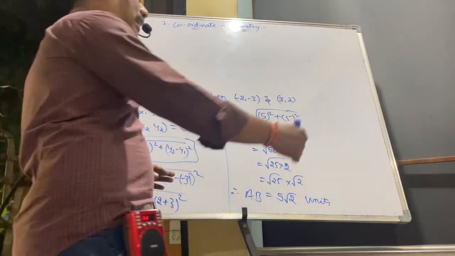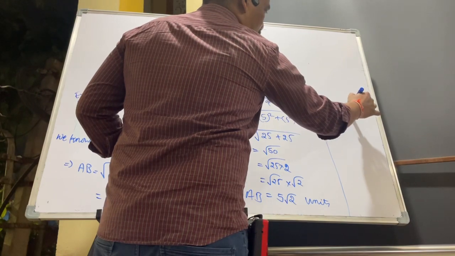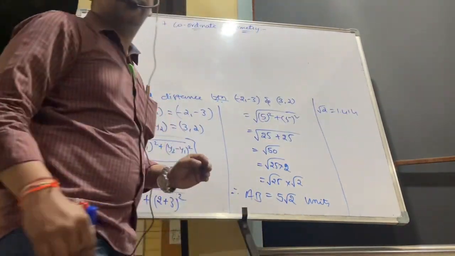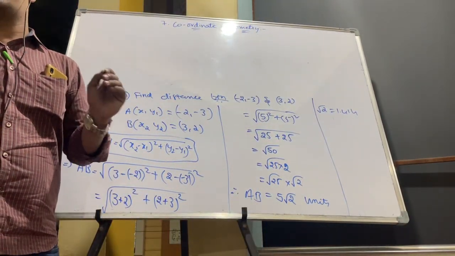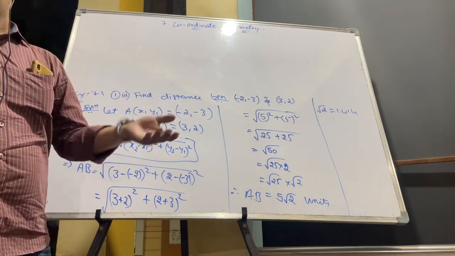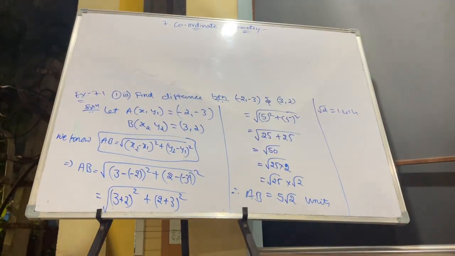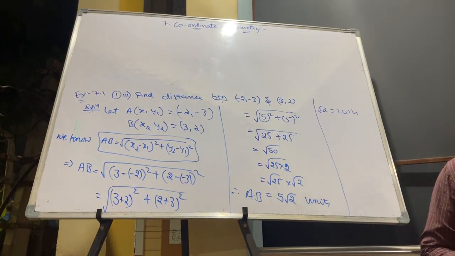Actually square root 2 has a value, approximately 1.414, but you should not use that value in this chapter. Clear? Understood up to this? Observe for 2 minutes. The next problem. No discussion during observations. Now clear? Observe first.